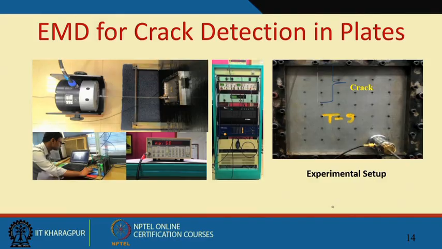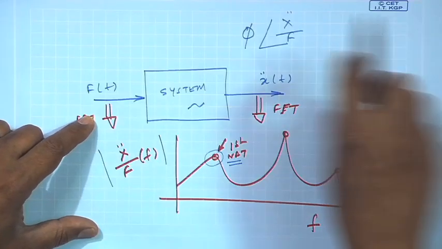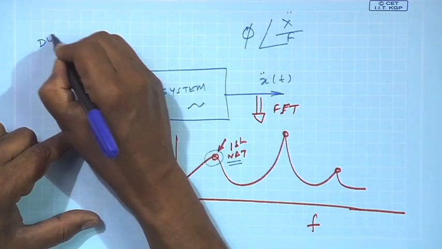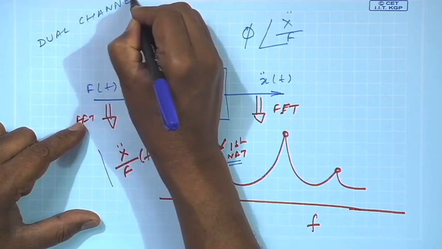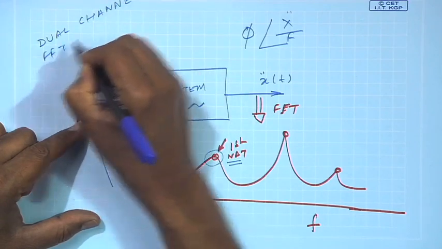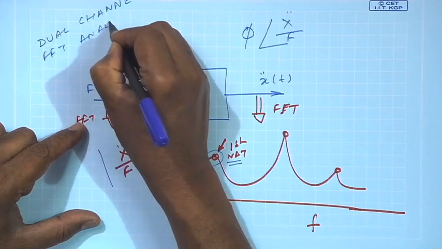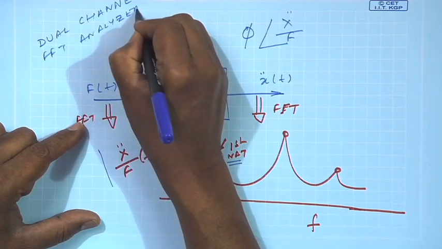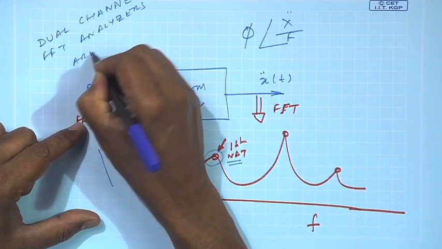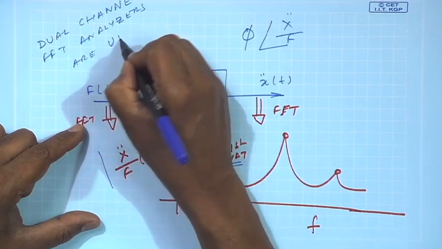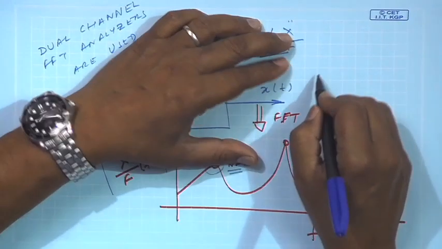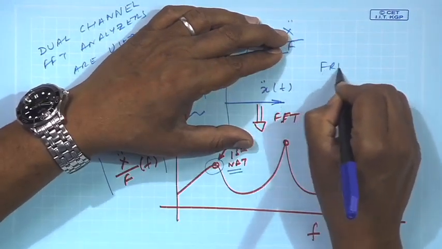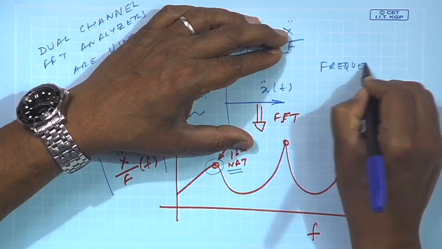But the question is, this has to be done simultaneously, and that is why commercially dual channel FFT analyzers are available, and are used to do this kind of computation to find out what is known as the frequency response function of a system.